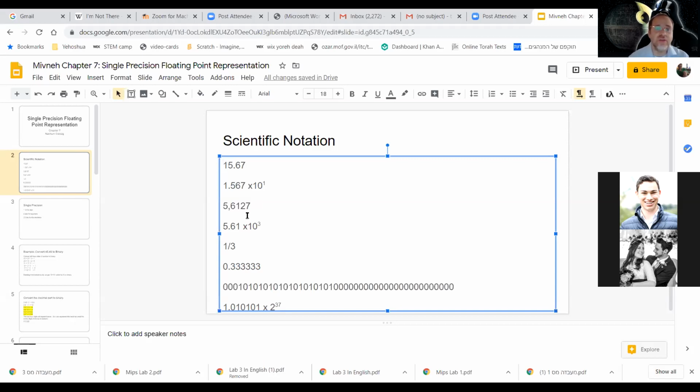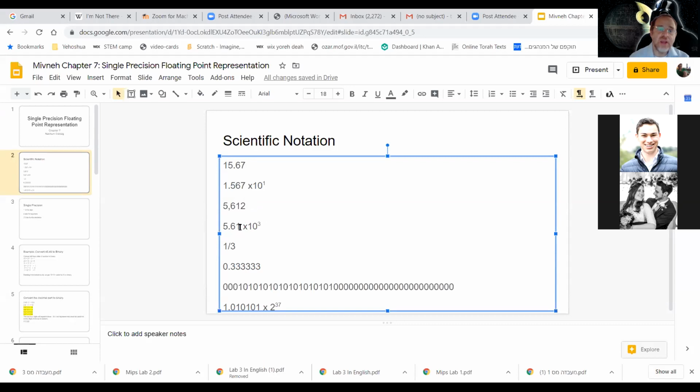I can also represent, for another example, let's say I have 5,612, times 10 to the third, which is 1,000, right? 10 to the third is 1,000. So that becomes 5,600. And notice I dropped off the 2. It depends how accurate I want to be. I can write the 2 over here, and then I do it exactly.